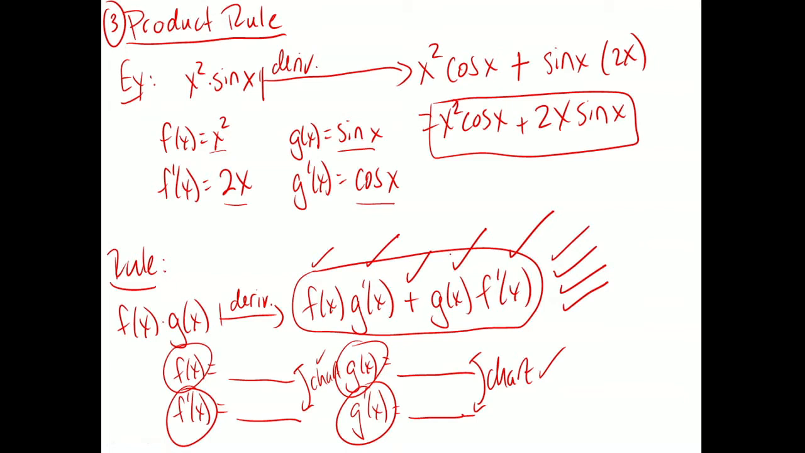So let me just do one more example. I've got to go on to the next slide here. I don't have space, but let me just do one more for you before we move on. Let me just make up another example here. So maybe I've got something like e to the x times 3x squared minus 7x or something like that.